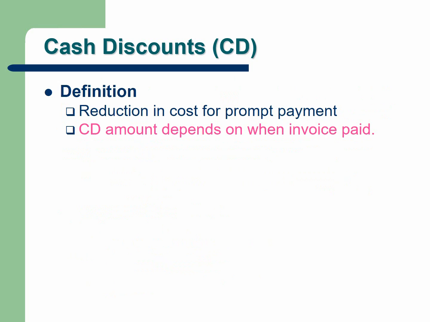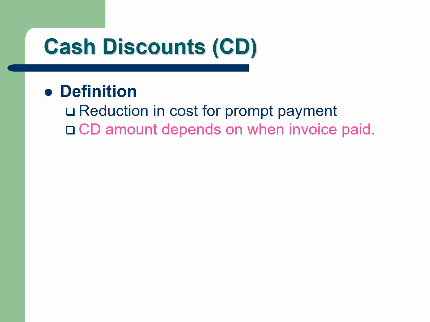Another discount that the buyer can negotiate with the vendor about is cash discount. Well, we've heard this term cash discount a lot before too, and the exact meaning of the cash discount is the reduction in the cost for prompt payment. So whether or not to get the cash discount and the cash discount amount and things like that depend upon when the invoice is paid.